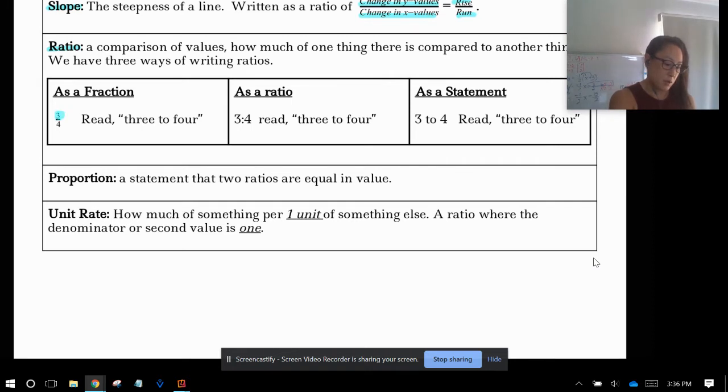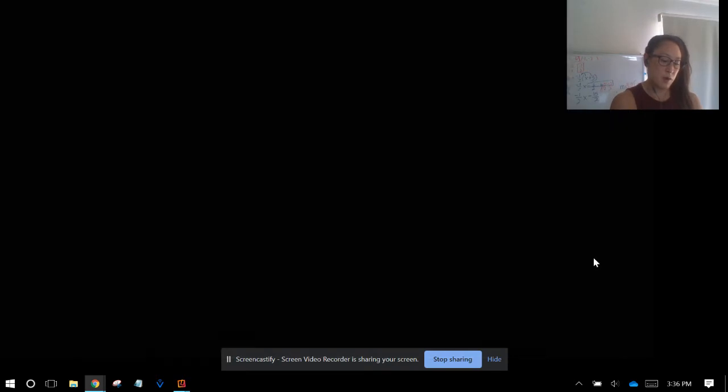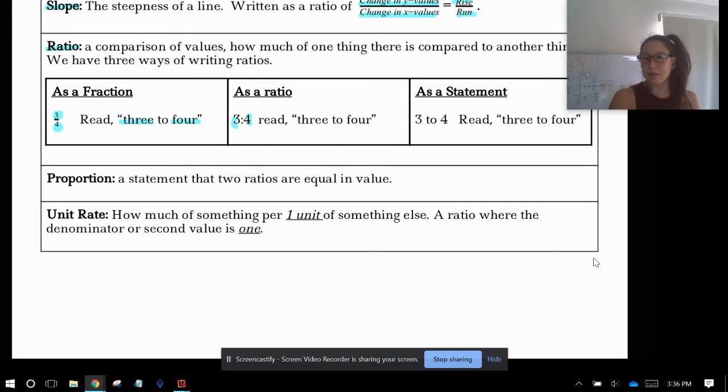So we're comparing 3 to 4. For every 3 pineapples, I have 4 glasses of water. Another way we write it is as a ratio, so 3:4 with the colon, or we can say it 3 to 4. Okay, so 3 different ways to represent a ratio.